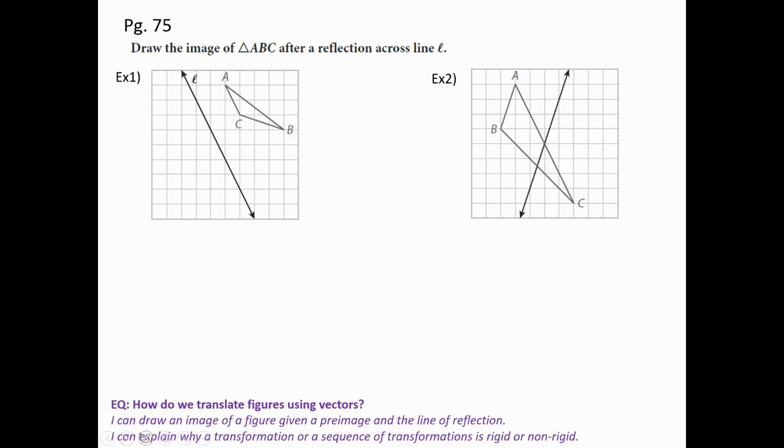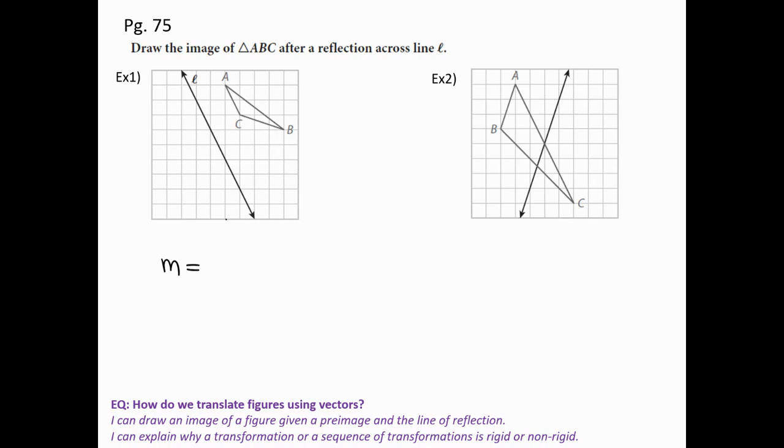Okay, so here we go. You'll notice a page number at the top. That's because this came directly from your textbook. But we're going to start here. Draw the image of triangle ABC after a reflection across line L. So I'm going to start with line L, and we're going to actually use a previous concept to help us out. We're going to actually use slope.